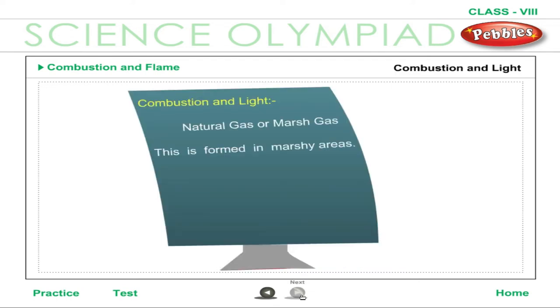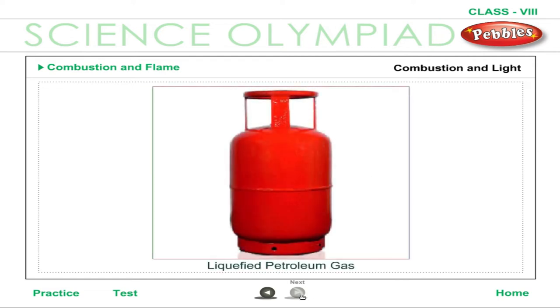Combustion and light. Natural gas or marsh gas. This is formed in marshy areas. It consists of a mixture of methane and ethane. LPG, liquefied petroleum gas. The commercial fuel marketed as Indane is a mixture of butane and propane. Mercaptans are added to the LPG to detect leaks.